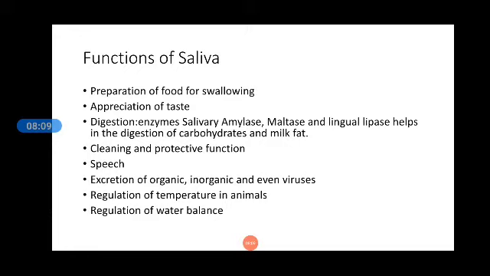Okay, next is the lipase, lingual lipase. The main function of lingual lipase is that it acts on fat, especially milk fat, and it hydrolyzes triglycerides into fatty acids and diacylglycerol. Okay. Next function of saliva is the cleaning and protective function.